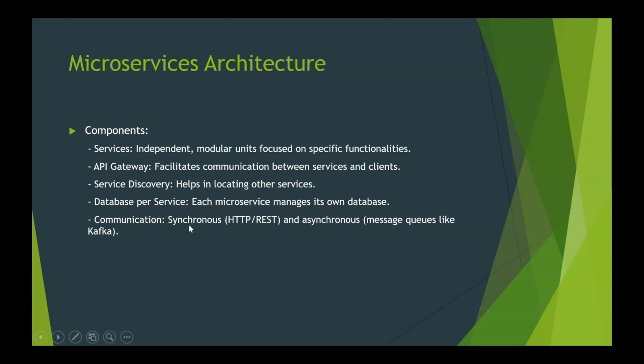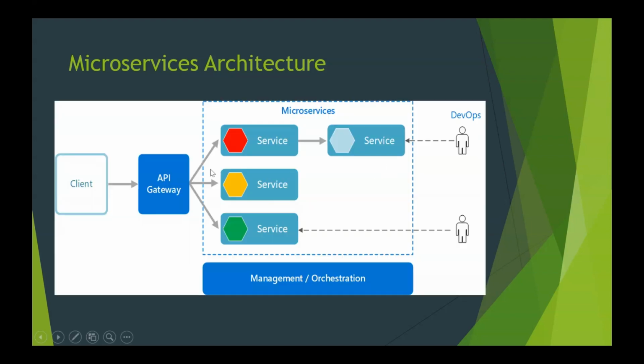Communication. Generally, microservices communicate with HTTP. You can see synchronous HTTP REST and asynchronous message queues like Kafka. You can see the diagram here. This is the basic microservices architecture. There will be a client and an API gateway in between the microservices. This whole part is microservice.